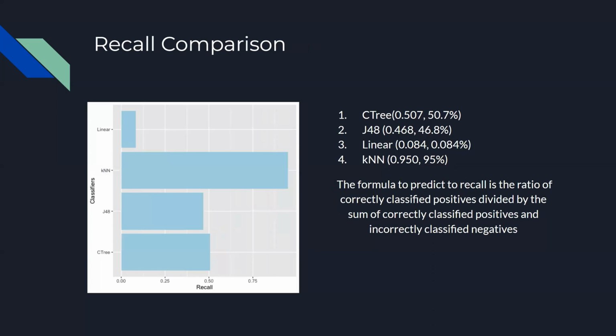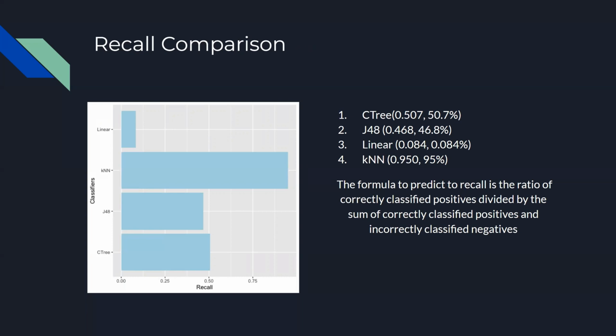The next one is the recall comparison. Recall is the ratio of correctly classified positives divided by the sum of correctly classified positives and incorrectly classified negatives. After the calculations for the recall comparison, we come up to a bar graph that states that KNN is the highest one at 95%.